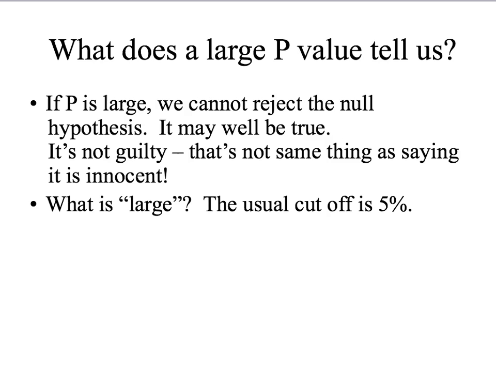So what does a large p-value tell us? If the p-value is large, we cannot reject the null hypothesis. It might well be true. If we put it on trial, we're saying, based on this data, that it's not guilty. That's different from saying that it's innocent. We're simply saying that the evidence is not strong enough to convict it. Might be guilty, might not be true, it might be. Our data doesn't convince us that it is false.